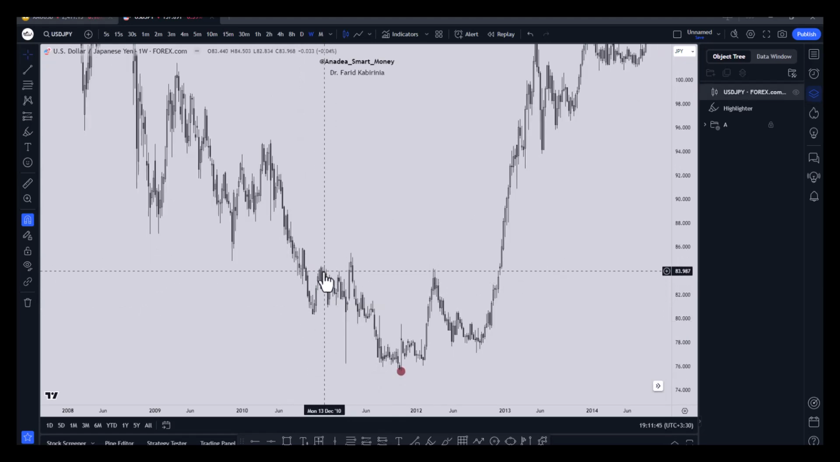If you're curious about this supply, look, it hasn't been closed. It hasn't made the price close below this previous low.